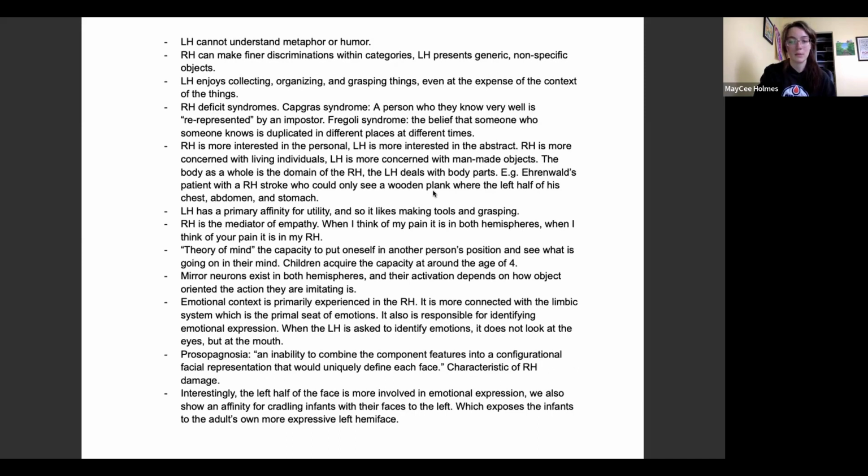Prosopagnosia, an inability to combine the component features into a configurational facial representation that would uniquely define each face, is characteristic of right hemisphere damage. Interestingly, the left half of the face is more involved in emotional expression. We also show an affinity for cradling infants with their faces to the left, which exposes the infants to the adult's own more expressive left hemiface.